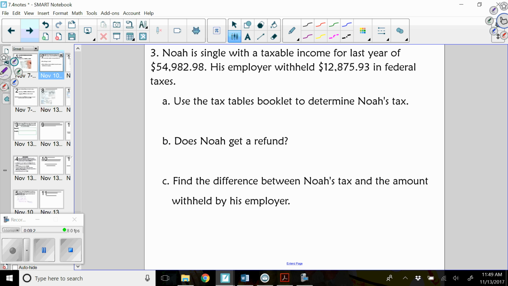All right. Noah is single with a taxable income for last year. Aren't you single, Noah? All right, he has a taxable income last year of $54,982.98.